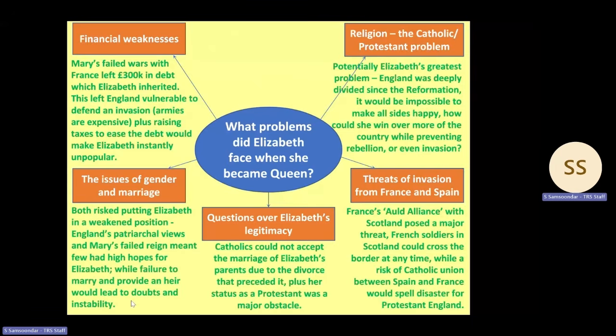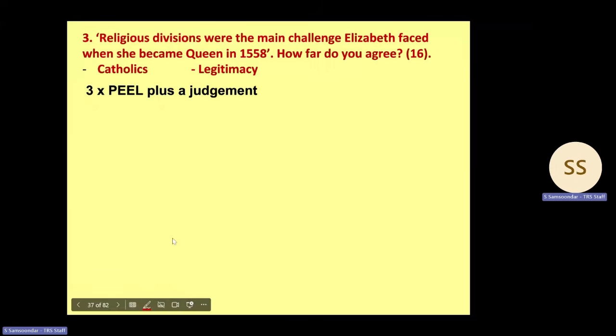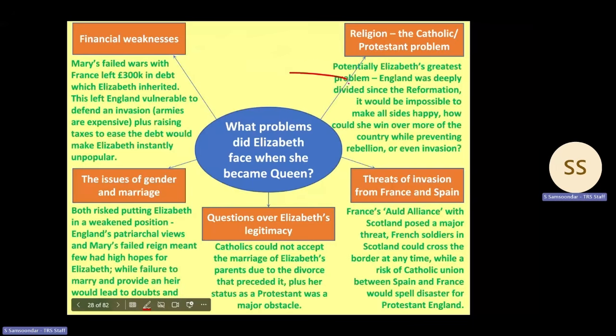So this backs up essentially what I'm saying regarding the importance of religion. It is the biggest problem by a mile in terms of what Elizabeth has to deal with, because it links into why there's doubts over legitimacy. It partly explains why there is a threat of invasion, because part of the issue is that the threat she's facing are from Catholic powers, and England is now a Protestant country. And so religion links into a lot of the other problems. That's why it's, in my opinion, the most important.